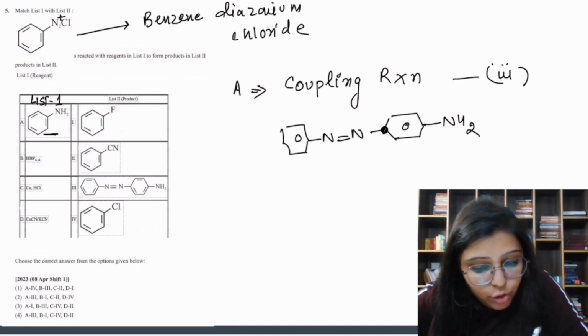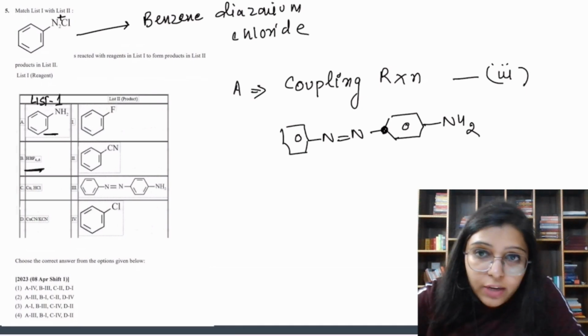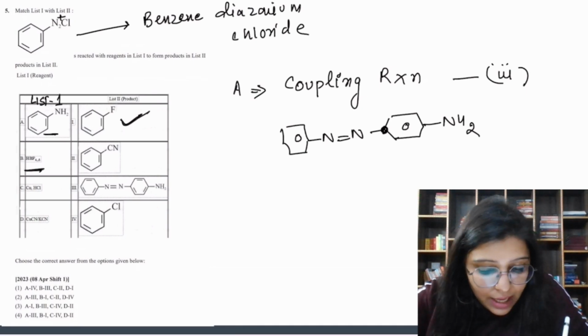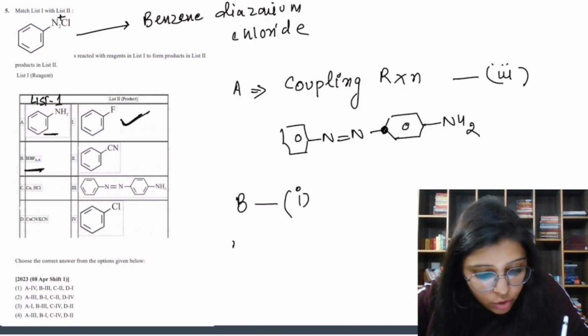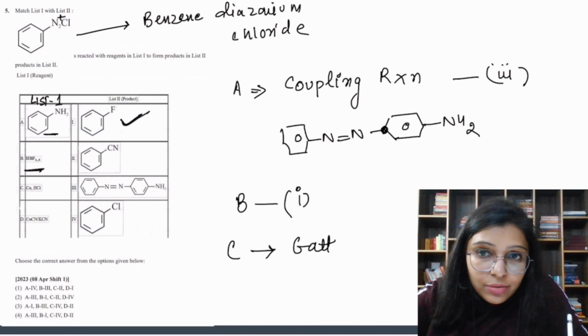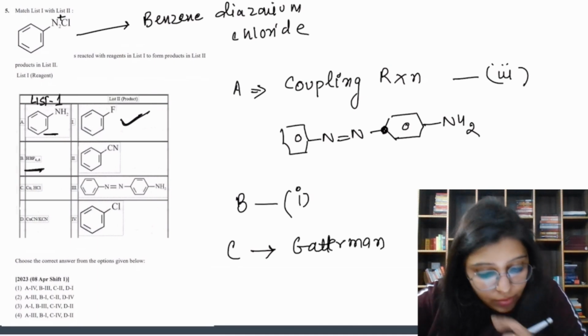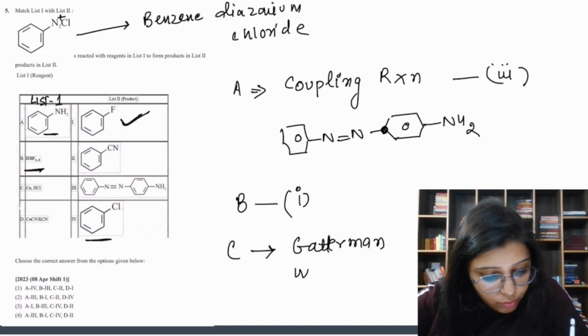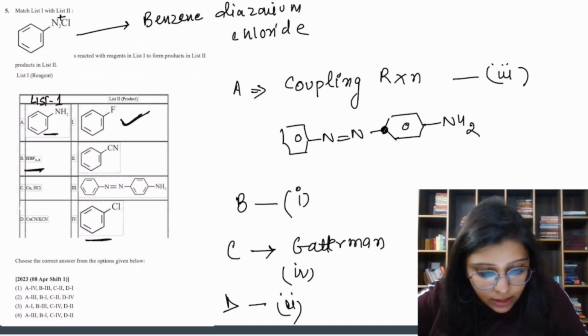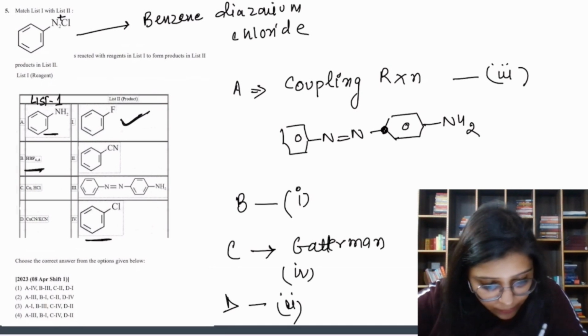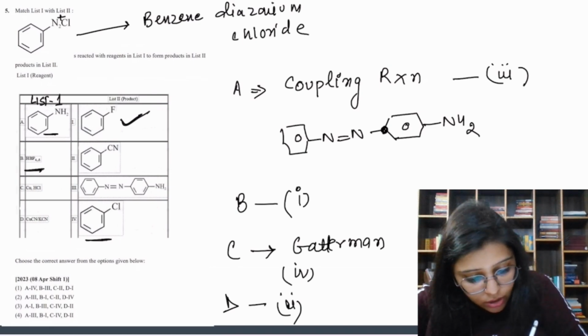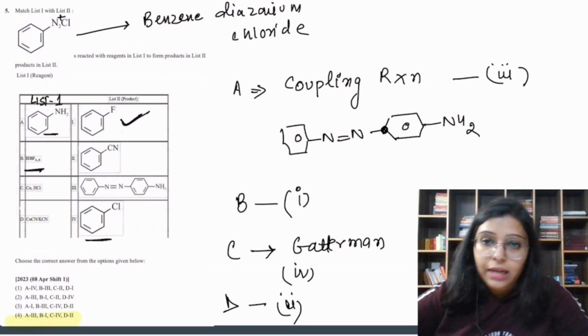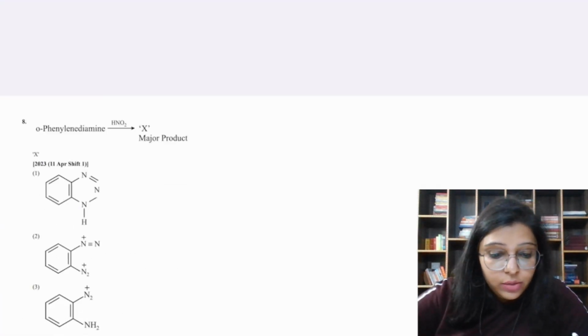Now second, if N2 plus Cl minus reacts with HBF4, we get fluorobenzene. So B can be matched with first. Copper HCl, this is the Gattermann reaction, so we form chlorobenzene. So C can be matched with fourth and D can be matched with second, CuCN and KCl. So A third, B first, C is fourth and D is second. On the basis of that, fourth is going to be the correct answer. Now let's do the next question.